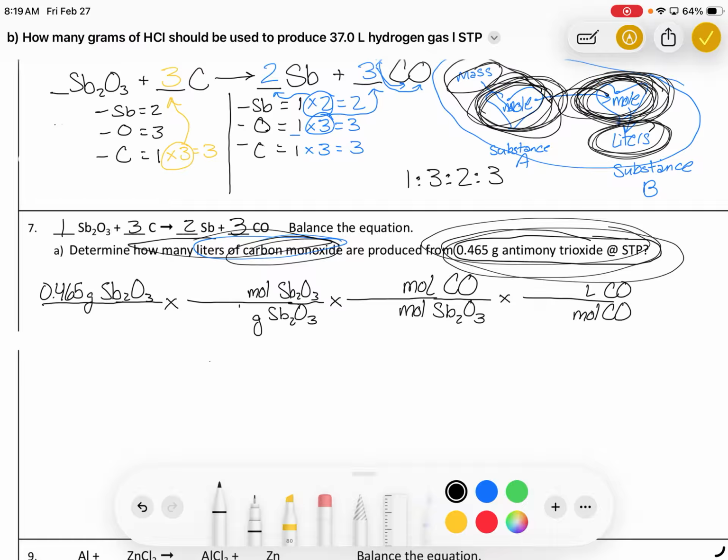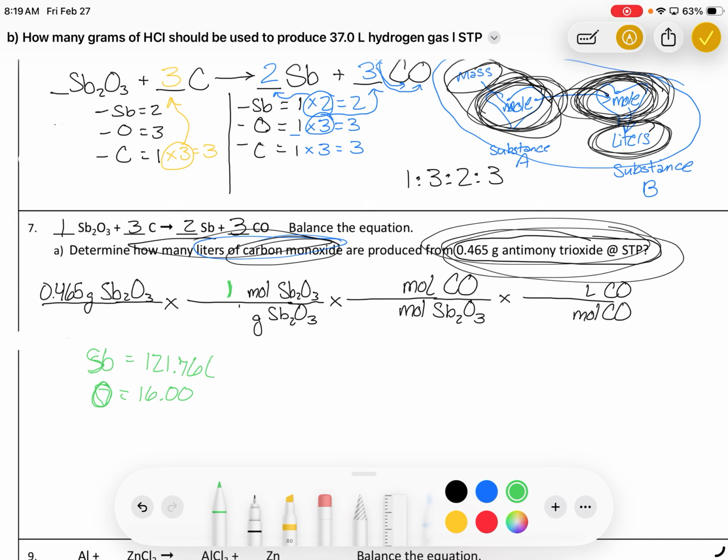If we look at this first railroad, what number always goes beside moles in a molar conversion? 1. How do we know the number of grams equal to 1 mole of antimony trioxide? We have to solve for its molar mass. Now, the molar mass of antimony is 121.76. Then the molar mass of oxygen is 16.00. That's an O.